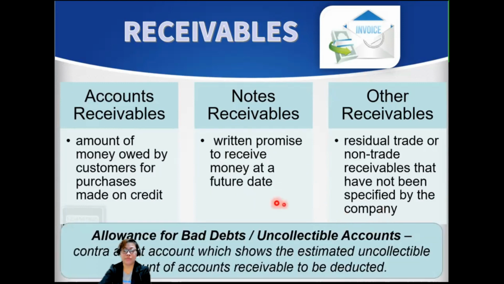Then the contra asset for receivables. Okay, so when we say contra assets, this is credited. So this is a deduction from receivables. So we have what we call allowance for bad debts or uncollectible accounts. Okay, so this contra asset account shows the estimated uncollectible amount of accounts receivable to be deducted. Let's say, for example, you have projected 2% of all your receivables that you cannot collect anymore, then you can allocate that for allowance for bad debts or uncollectible accounts.